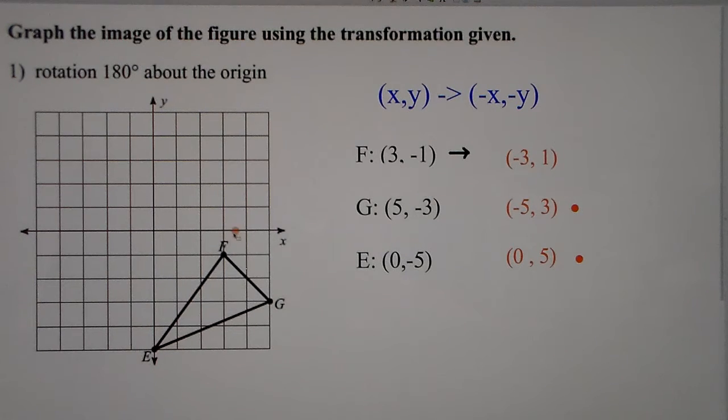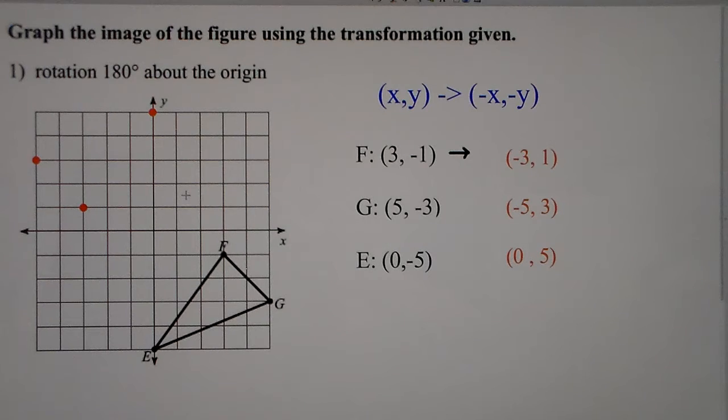So I'm going to take this orange dot, go to my origin, which is right in the middle. We go 3 to the left, 1, 2, 3, and then 1 up. That's my new F prime. My G prime is negative 5, 3. So go from the origin 1, 2, 3, 4, 5, 3 up, and that's my G prime. E prime right now is 0, 5. So go 0, 0, and go up 1, 2, 3, 4, 5. And that's my E prime.